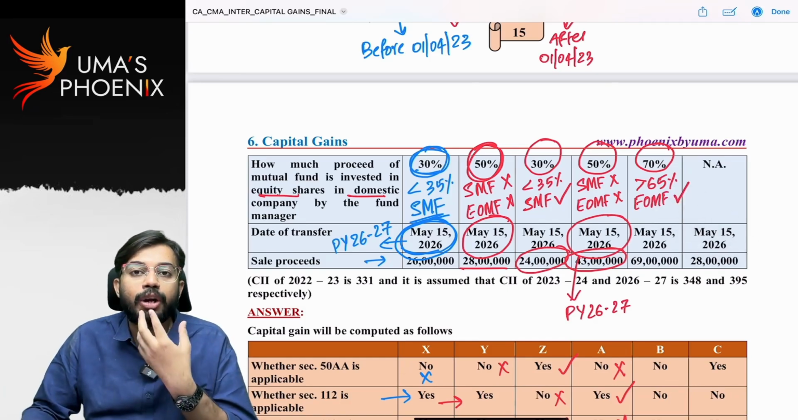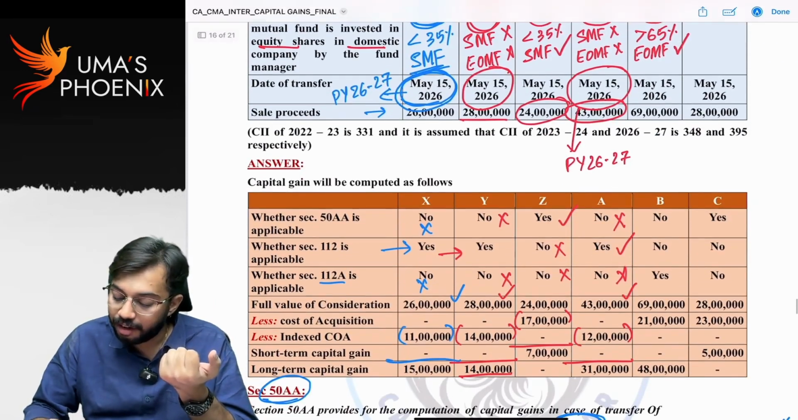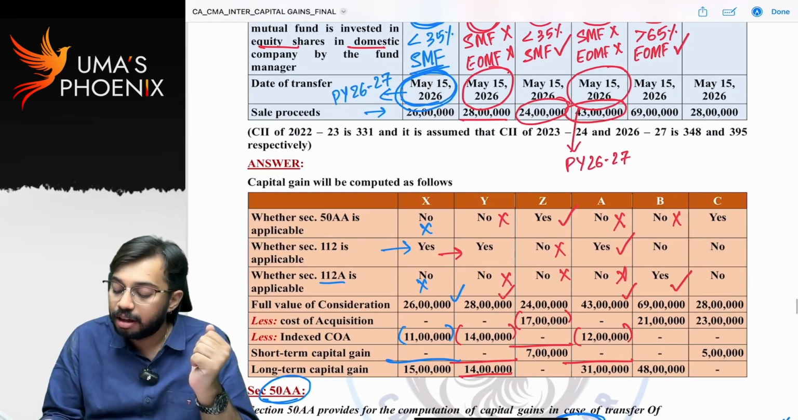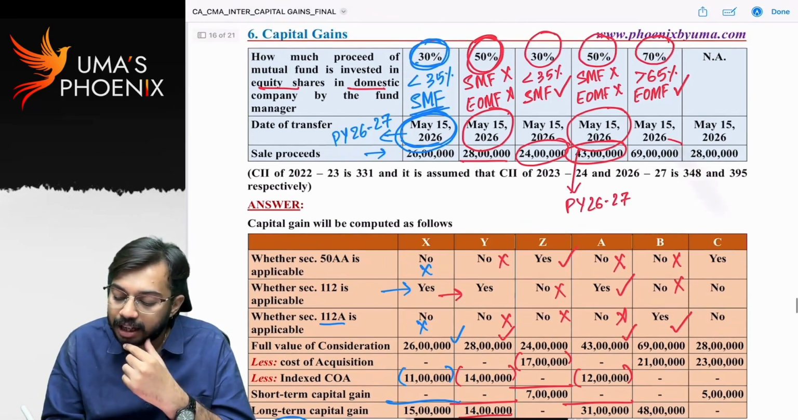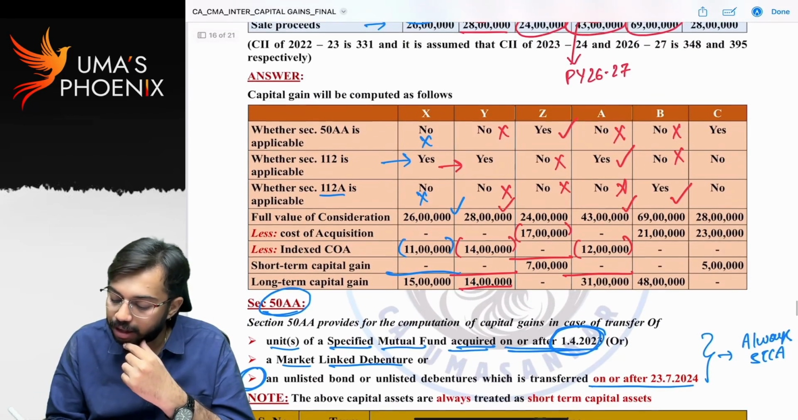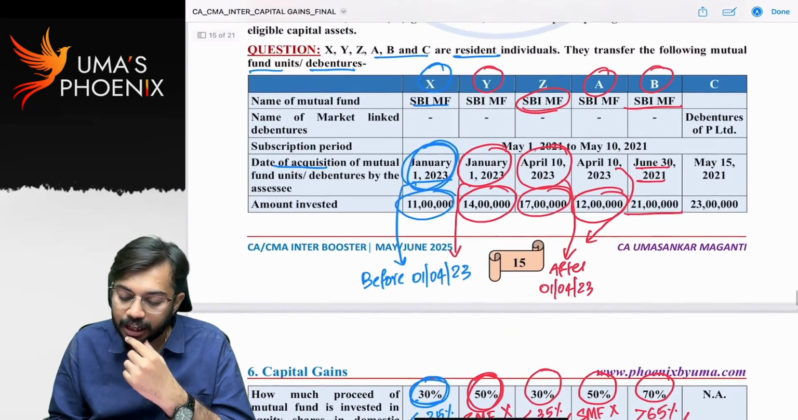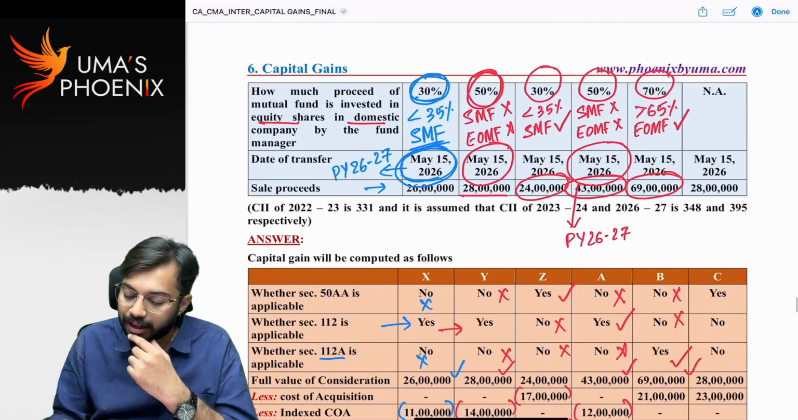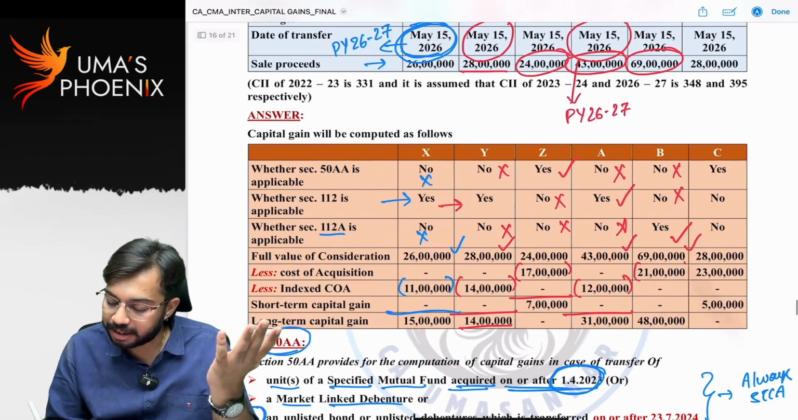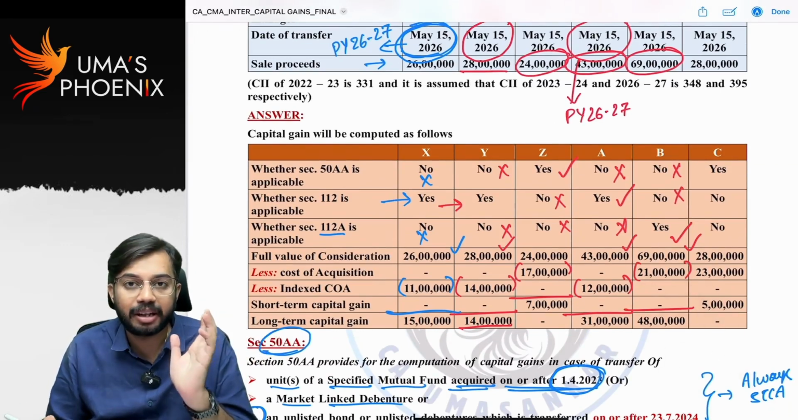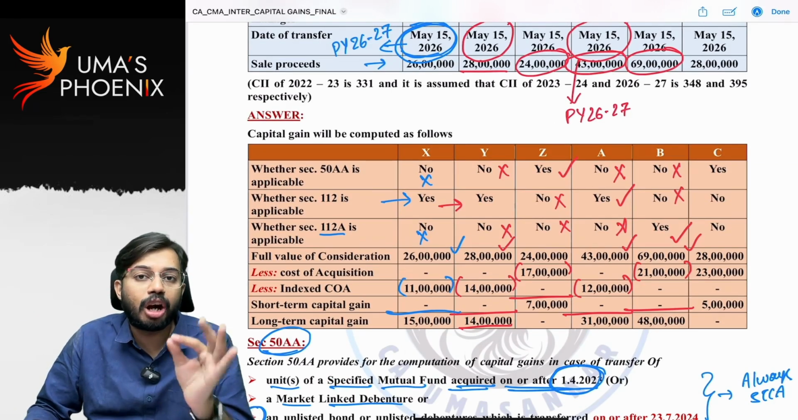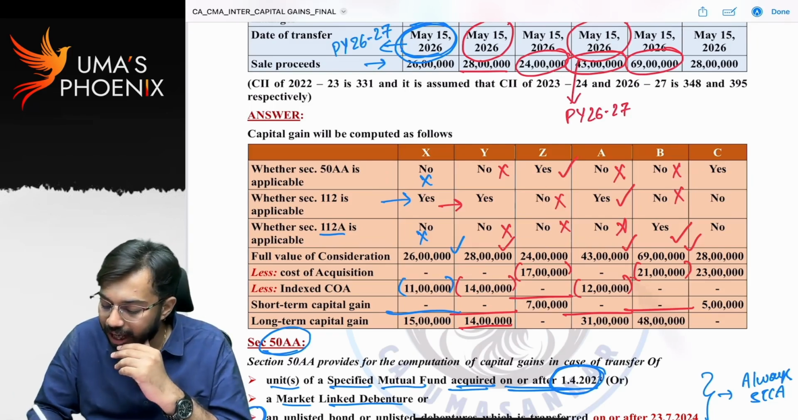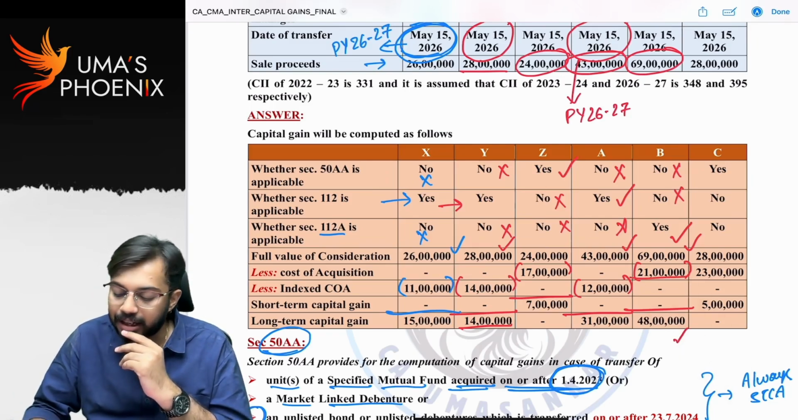So in case of equity oriented mutual fund unit, which section gets attracted? 112A will get attracted. 50AA and section 112 are not applicable. How much is sale consideration? 69 lakhs. From that, cost of acquisition is allowed as deduction. How much is cost of acquisition? 21 lakhs. We already discussed in previous lecture, in case of 112A or 111A, indexation benefit is not available. As indexation benefit is not available, only cost of acquisition is allowed as deduction. 21 lakhs is allowed as deduction and balance 48 lakhs are considered as long-term capital gain.